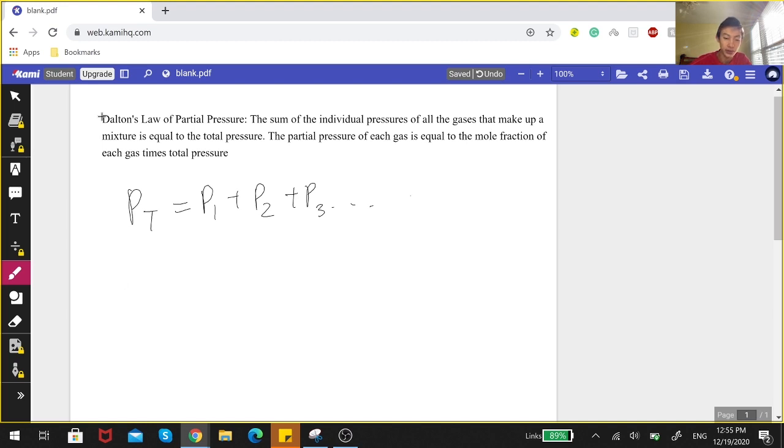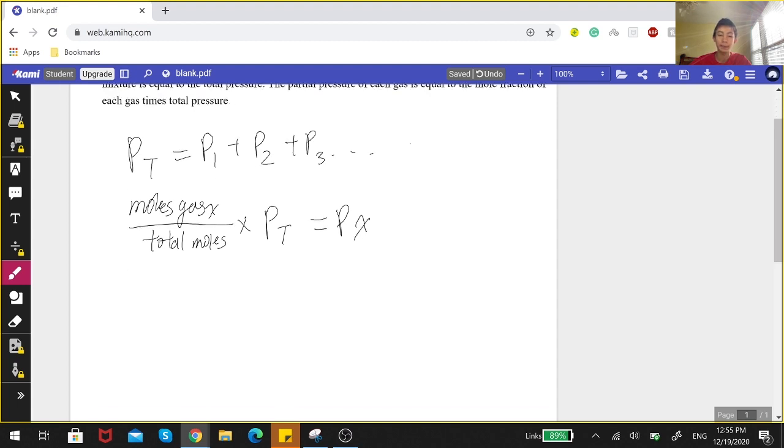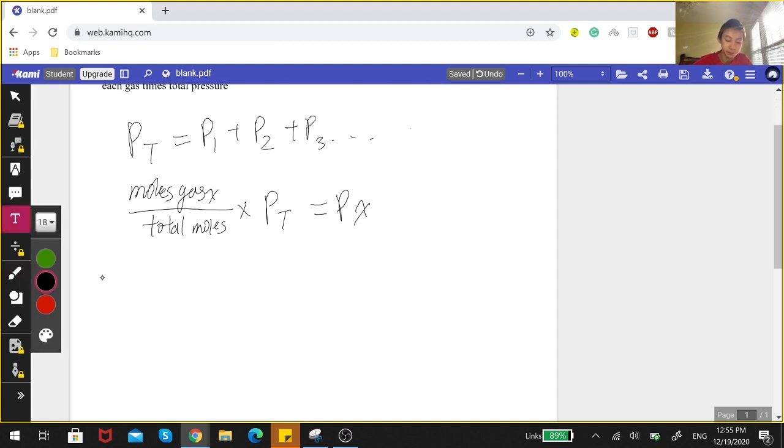And the second part of it says that the moles of the gas that we're looking for, let's call it gas X, divided by total moles, times total pressure is equal to the partial pressure of the gas that we're looking for, X. Now let's do an example here.